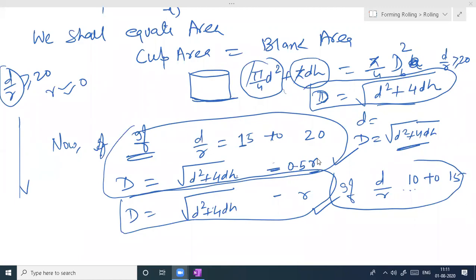That last class content is visible to all. Last class content, that is... diameter for different ratios. Yes sir, fine.